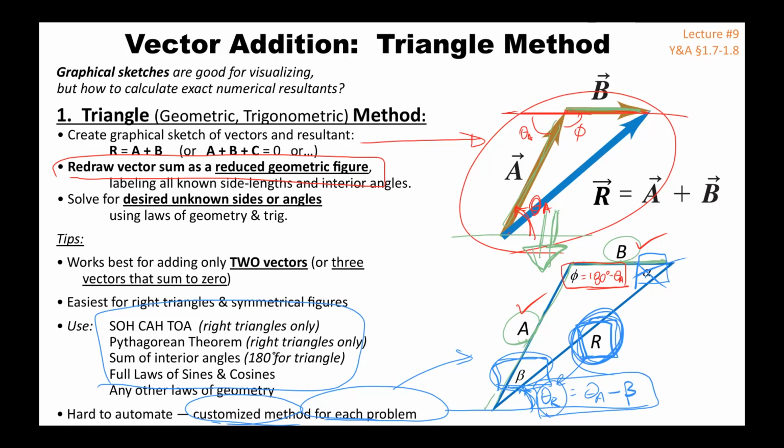So that's one of the things that makes this triangle method hard to automate. If you wanted to, say, write a computer program or come up with an algorithm that would automatically calculate resultant vectors for a whole bunch of cases. The next method we're going to learn, the component method, is much easier to automate.